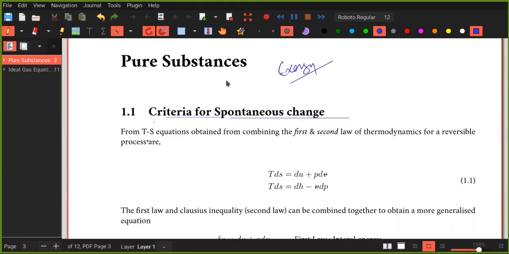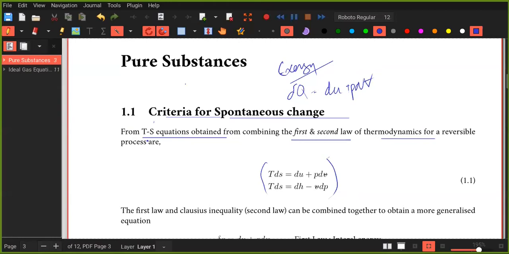Okay, so we have seen previously from the first law of thermodynamics what the TdS equations are. We have seen two TdS equations, as we have seen here. This is obtained from combining the first law and second law of thermodynamics. From the first law, we had delta Q equals dU plus PdV. This is for a closed system. Whatever we are seeing is for a closed system.